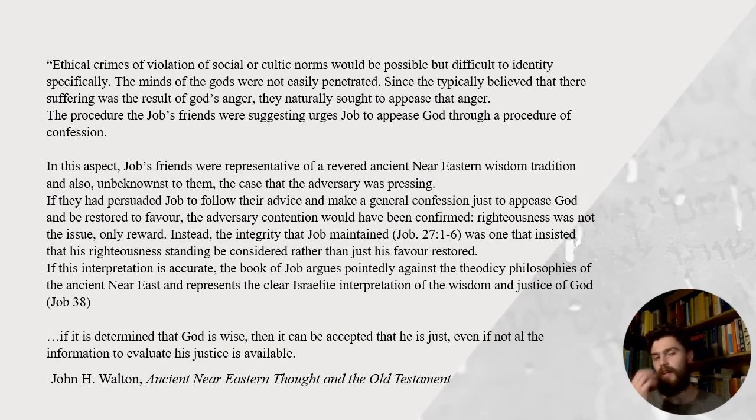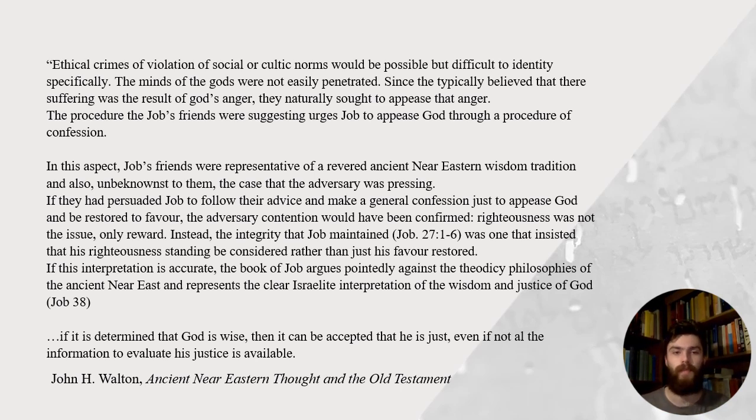So I think to understand this, John Walton has a great summary where he says that ethical crimes of violation of social or cultic norms would be possible but difficult to identify specifically. The minds of the gods were not easily penetrated, and since they typically believed that their suffering was the result of God's anger, they naturally sought to appease that anger. And the procedure that Job's friends were suggesting urges Job to appease God through a procedure of confession.